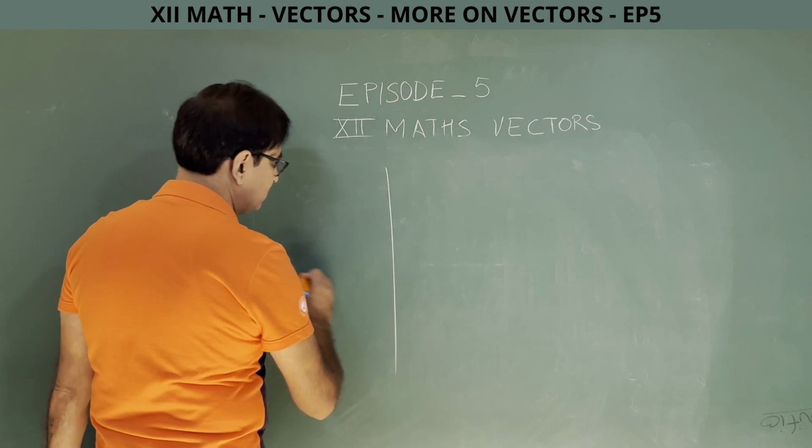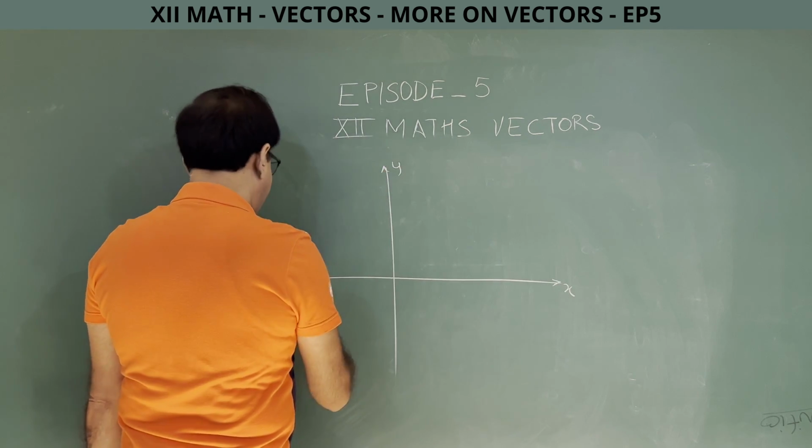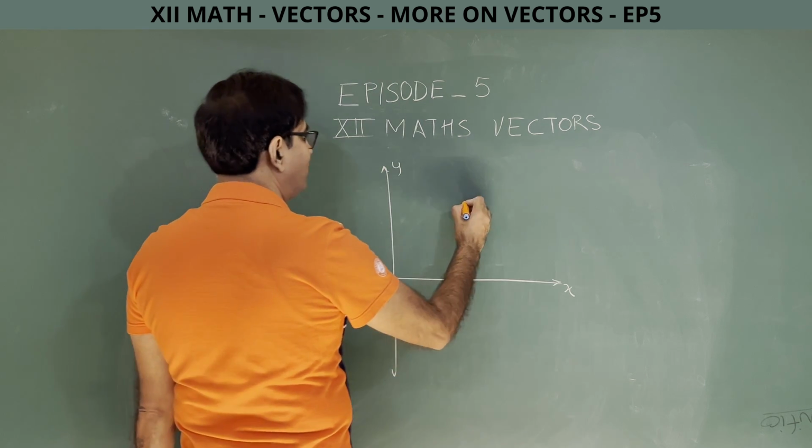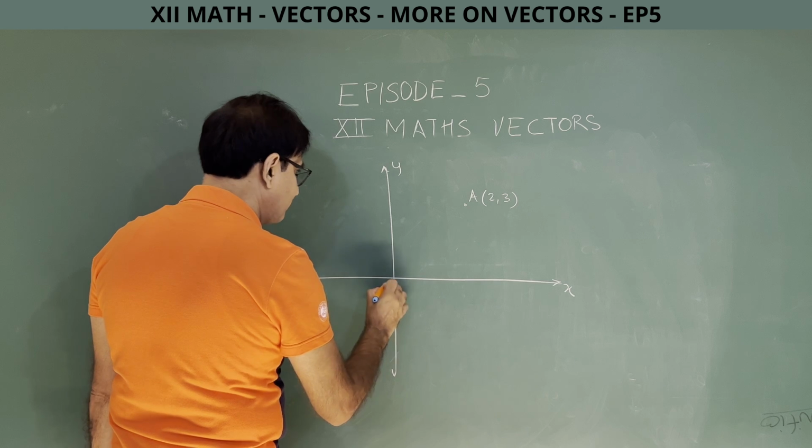Now let me explain what we have been avoiding till now. Suppose I have a point A. I am making the same diagram I made in episode number 4. What is the position vector of A?